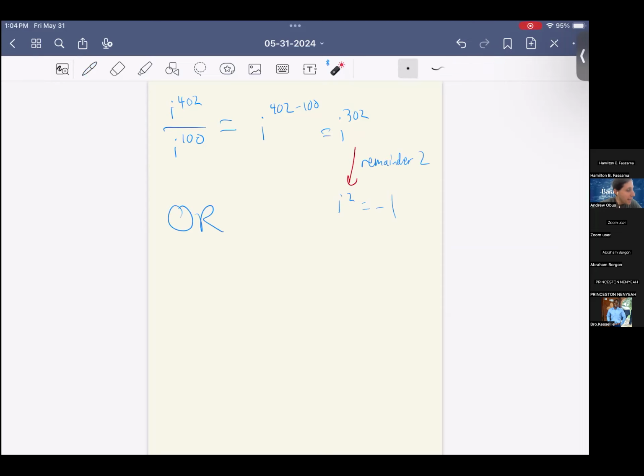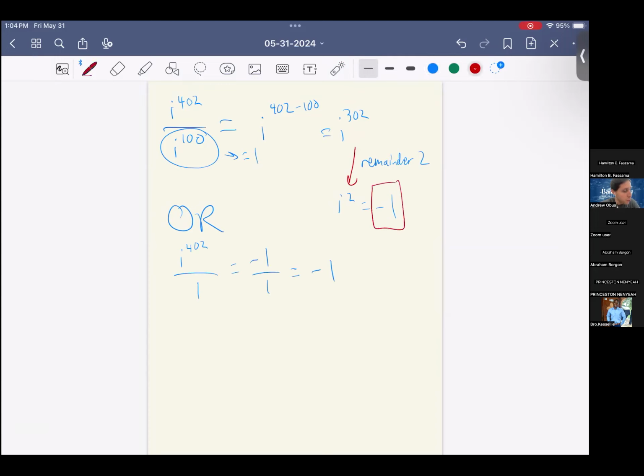Or you could just realize that i to the 100 here is just equal to 1, right? Because it's a multiple of 4. So this would just be i to the 402 divided by 1. And we already know the top is -1. So you just get -1 over 1, which is also -1.